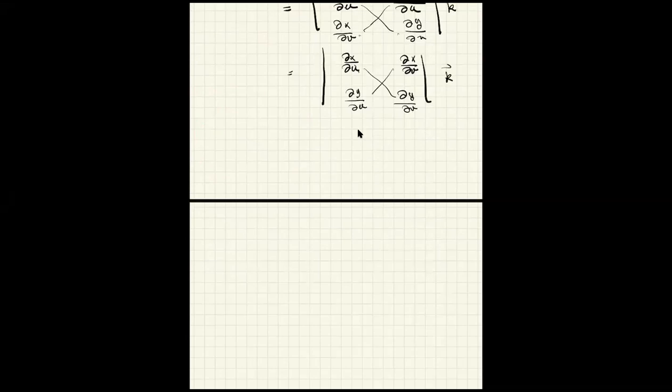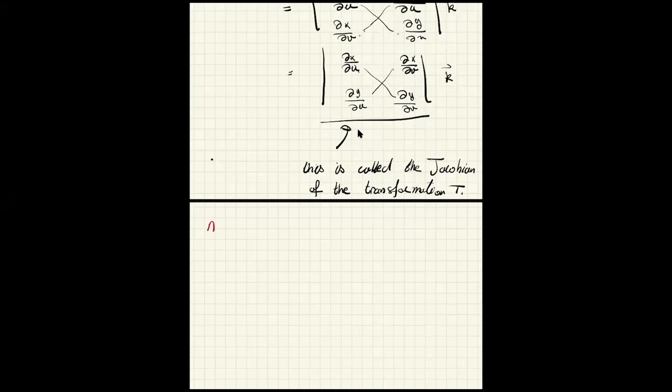Okay, but why we did that is because this one has a very particular name. This is called the Jacobian of the transformation T. Notation: there are many notations, but the one the book is using is this one. It's the partial of x, y with respect to u, v, and it is the determinant of this matrix.